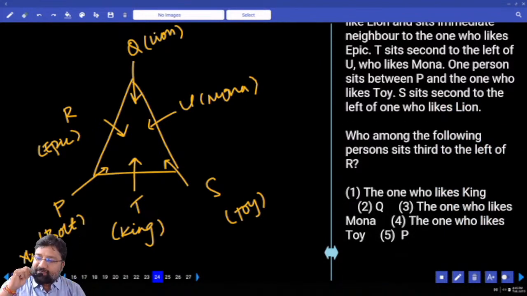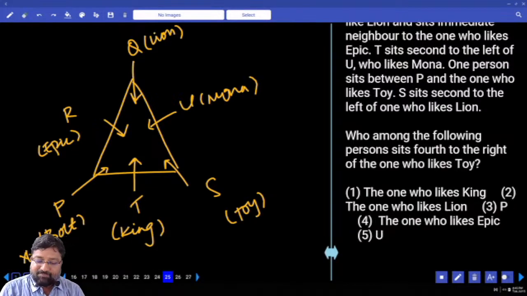Who among the following persons sits third to the left of R? Do you have S in the options? No. But do you have toy? Yes. Question 25: Who among the following persons sits fourth to the right of the one who likes toys? Fourth to the right of the one who likes toys: 1, 2, 3, 4 is P.